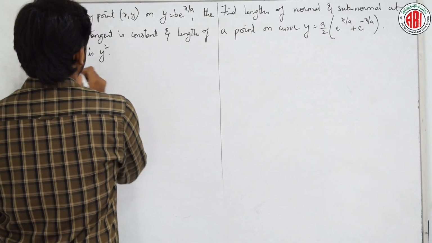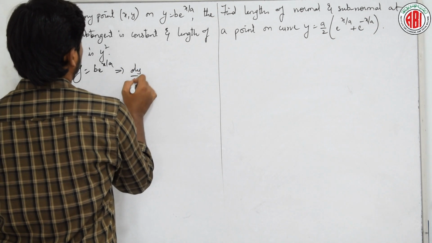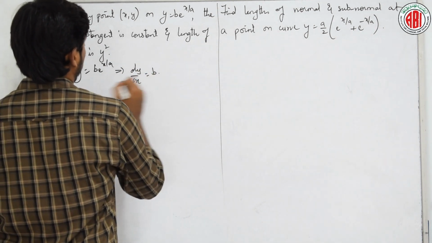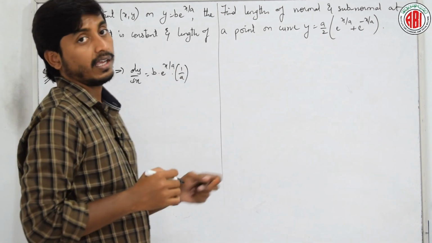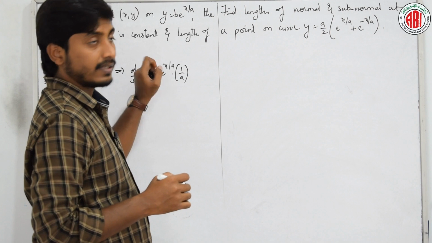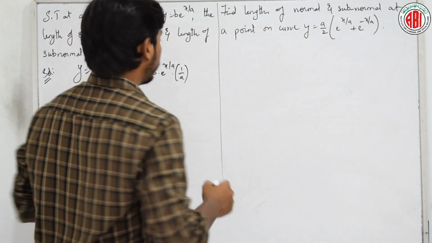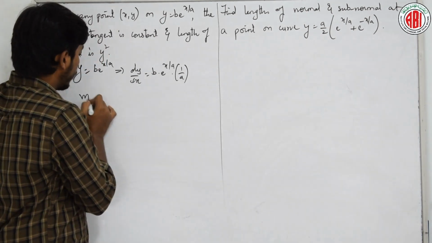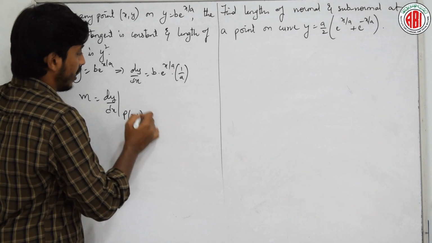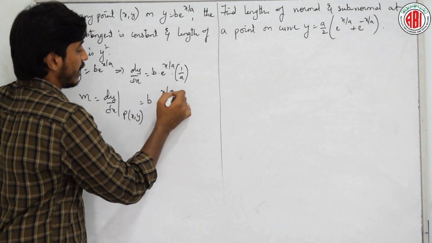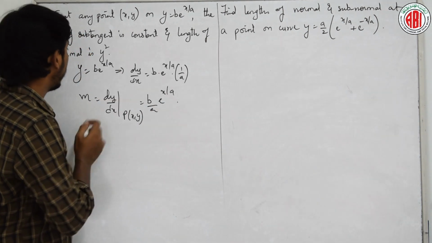Given y is equal to b e power x by a. From this I can write dy by dx is equal to b, which is a constant, into e power x by a into 1 by a. Why? The differentiation of e power x is e power x, and the differentiation of x by a is 1 by a. Fine. From that I can write slope m is equal to dy by dx at a point P(x, y), which is b by a into e power x by a.